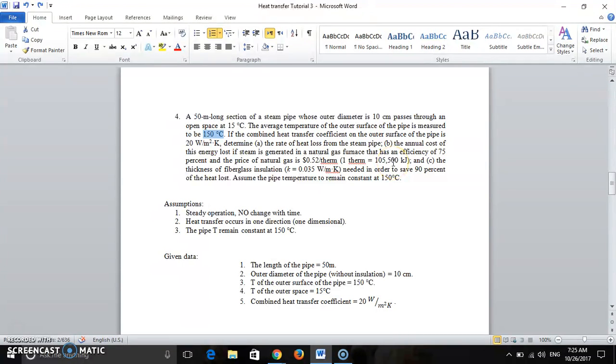Anyway, so we need to present some insulation. This insulation is fiberglass. The thermal conductivity of fiberglass is given to be 0.035, which is very low since we are talking about insulation. And we need to present this insulation in order to save 90% of the heat loss. So we want to reduce the heat loss by 90%.